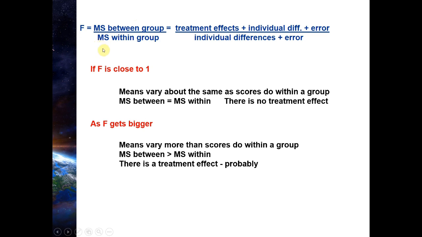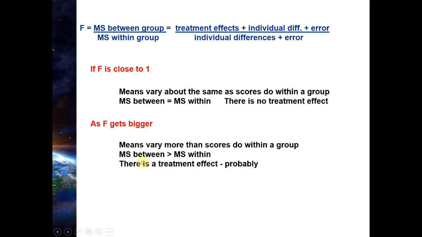But another way is to say, well, maybe F is getting bigger because this is getting smaller, right? Your error term is getting smaller. Or maybe it's a bit of both. Maybe this is getting really, really big and this is getting really, really small all at the same time, and that's making F larger. All right. And of course, if F gets big enough to get into the rejection zone, then it's significant. And we can say there is a treatment effect.